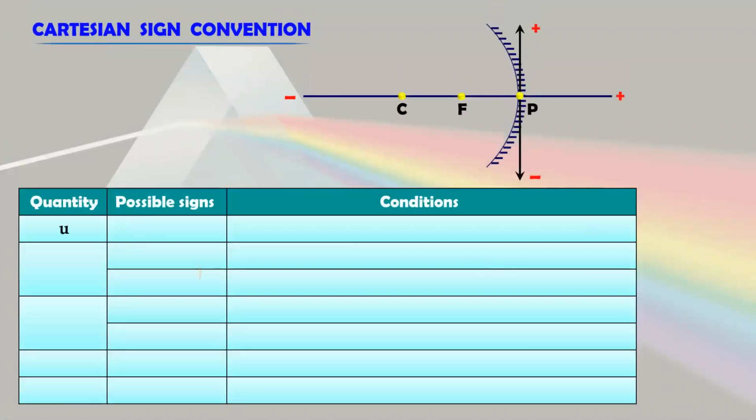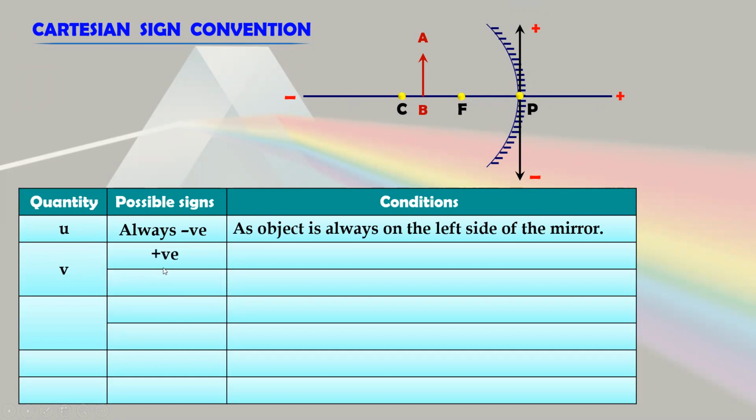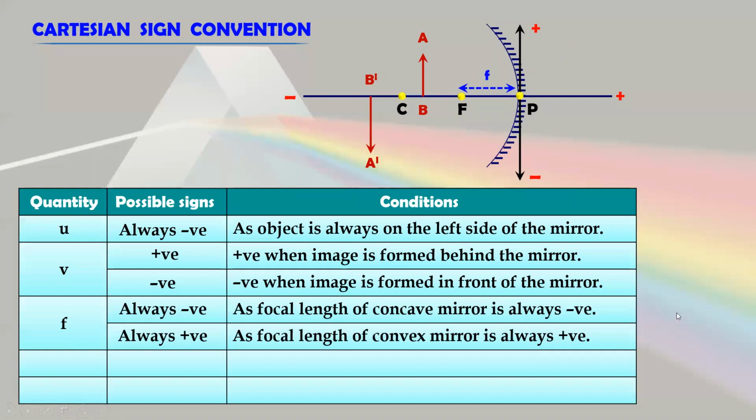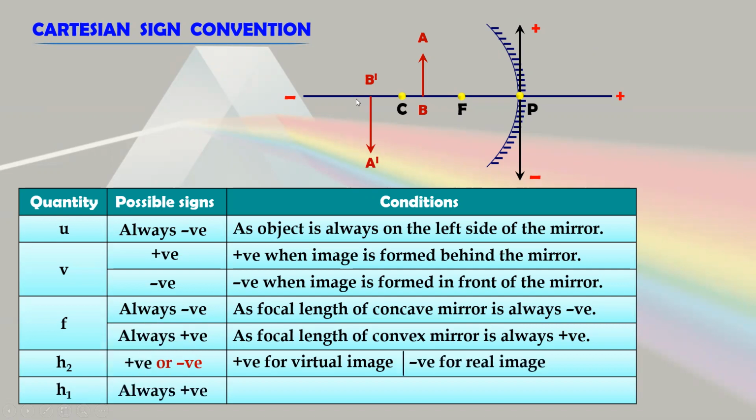If you remember the Cartesian conventions, U object distance is always on the left hand side, it's always negative रहता है, right? Image distance can be positive, can be negative, depends upon where the image is formed. F focal length again positive or negative. Negative किसके लिए है? Concave के लिए. Positive किसके लिए है? Convex के लिए. H2 image height positive or negative again, right? But जो object height है H1, it will be always positive because object हमेशा left में आता है और हमेशा ऊपर रखते हैं हम लोग. Hence it's always positive. It's placed above the principal axis.